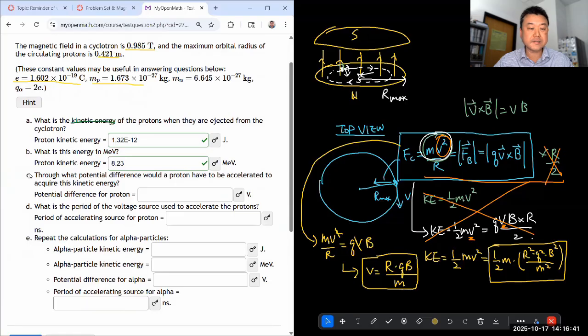So part C asks, through what potential difference would a proton have to be accelerated to acquire this kinetic energy? And this is the advantage of the cyclotron. You can have it gather this much energy over many cycles of circulation. Here it's now asking what if it was a linear accelerator? You are accelerating in one shot through a single step of voltage. Well, what does that look like?